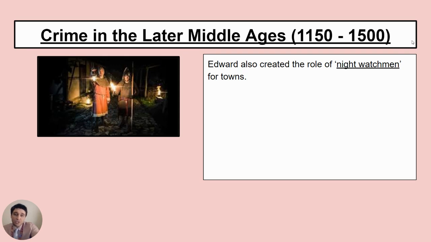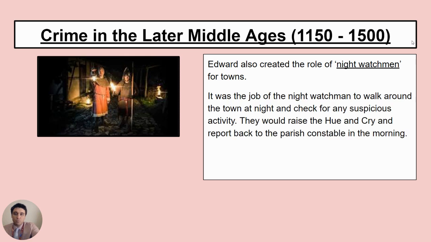And Edward also created the role of night watchmen for towns. So what did being a night watchman involve? Well, it was your job to walk around the town at night, armed with a lantern, armed with a stick, and you were just checking for any suspicious activity. You were patrolling the area.